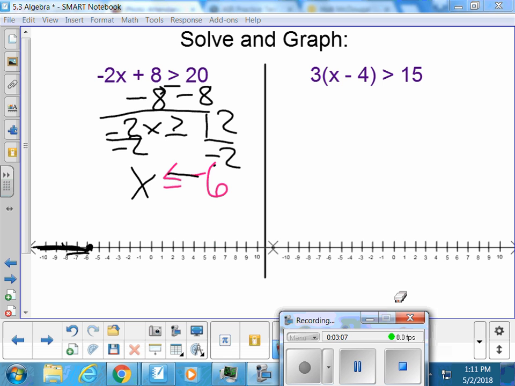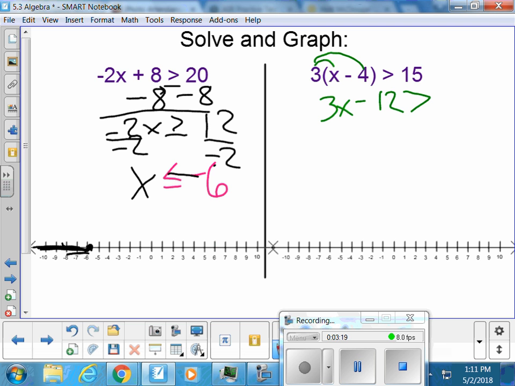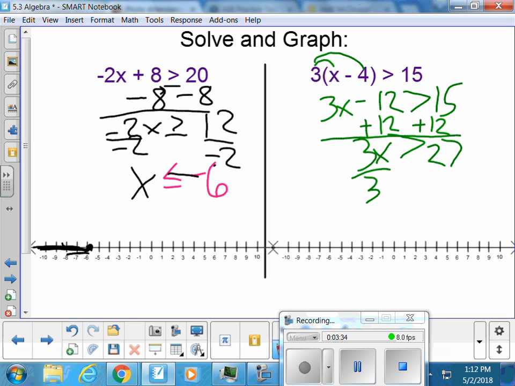Hello, math scholars. So I'm going to teach this problem. First you want to distribute the 3 into both the x and the 4. So you get 3x minus 12 is greater than 15. And you want to add this 12 over. So then you get 3x is greater than 27. And you divide by the 3, and then you get x is greater than 9.